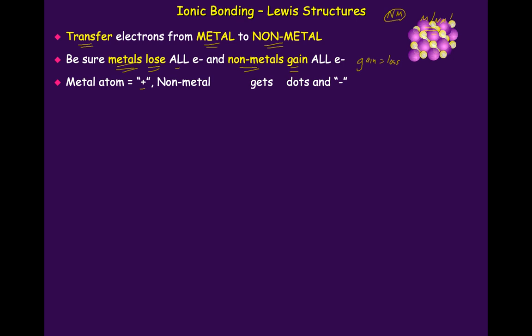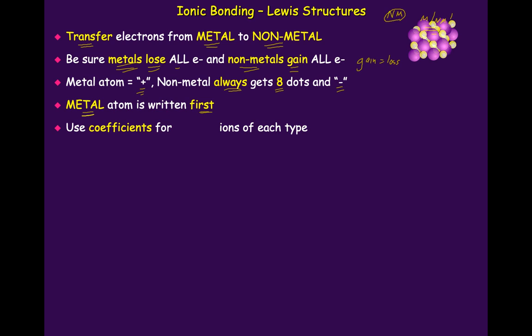The metal atom is going to get a positive charge. The non-metal always gets the 8 dots and a negative. So again, you're talking about dot structures that look much alike and they follow the same rules. There's no linear, bent, tetrahedral, pyramidal, trigonal bipyramidal. There's no crazy stuff here. It's really the same kind of way you're doing things. The metal atom is always written first. A couple of things to keep in mind.